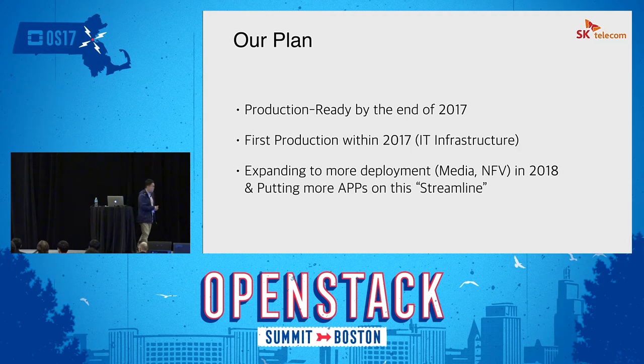And our plan, our goal, is very big. We don't want to do just a POC. We want to be production ready by the end of 2017. We'll do the first production within 2017, targeting the private cloud in IT infrastructure. And we will expand to more deployments, including media platforms and NFV deployments based on OpenStack on Kubernetes. And once we have a very stable pipeline to provision OpenStack on Kubernetes, we want to put more than OpenStack. We want to put other platforms and other apps on top of Kubernetes, so we can have Kubernetes as a common underlying platform to deliver cloud apps. So that's our plan.